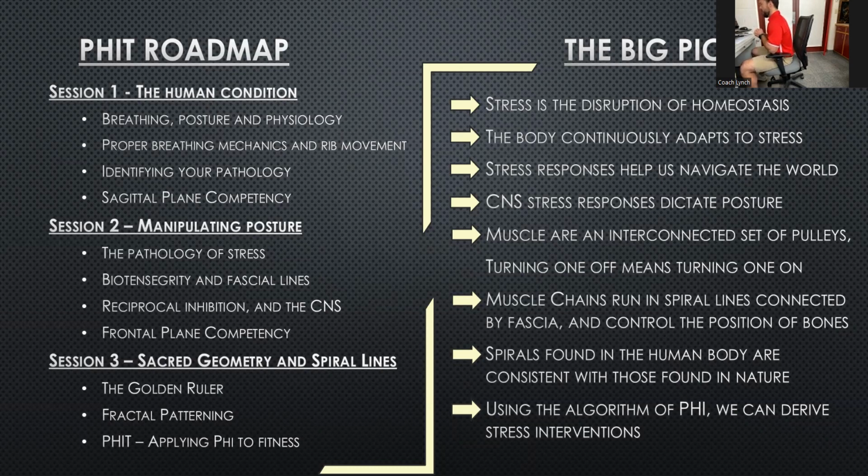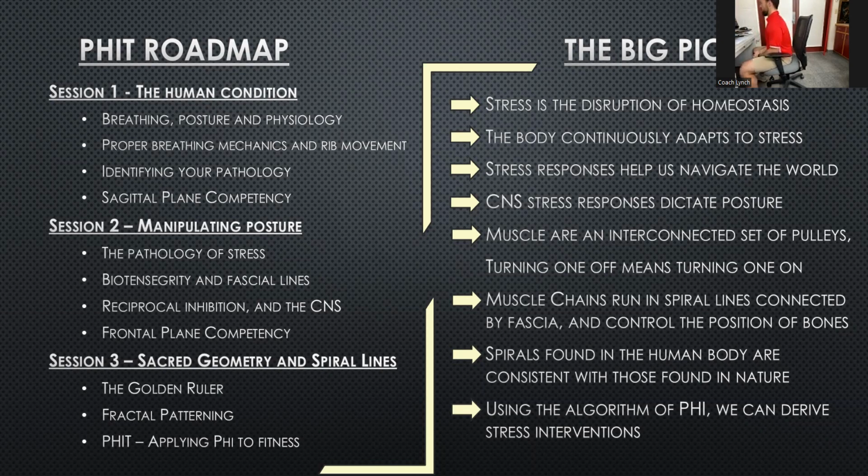And then today, we're going to tie it all together with some pretty philosophical points, using mathematical concepts such as sacred geometry and spiral lines. We'll talk about the golden ratio, what that is and what that means, fractal patterning, and then how we apply all this to fitness. And we'll do some transverse plane competency today, which is a combination between sagittal and frontal.